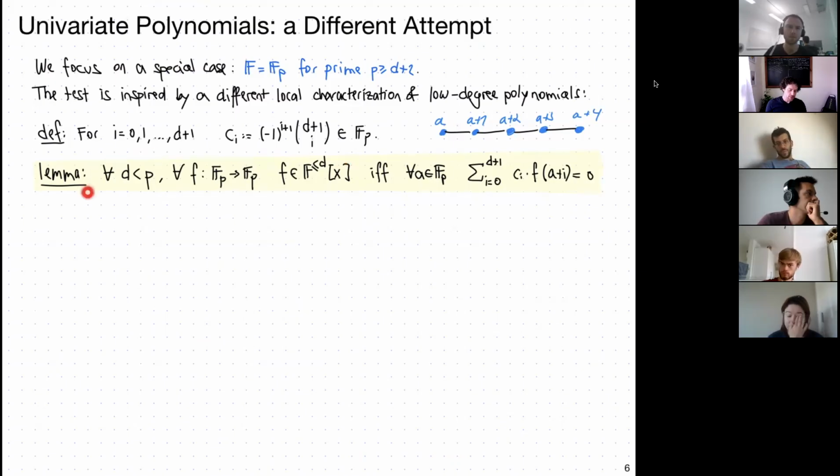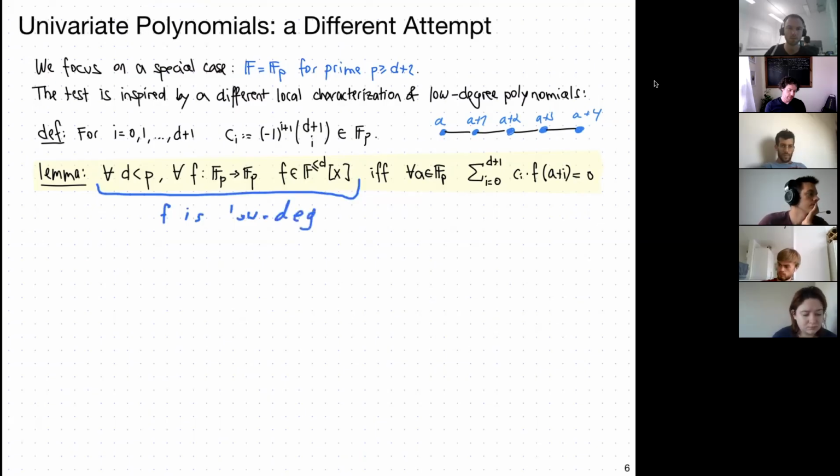So first of all, this whole bunch of notation here just means, if I have a low degree polynomial, right? So this is just saying f is low degree. And the local characterization that we'll have is exactly the rest of what we have here. It would mean that we'll have this linear combination of values of f that has to sum to 0.